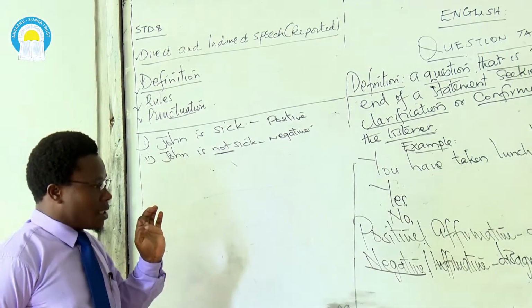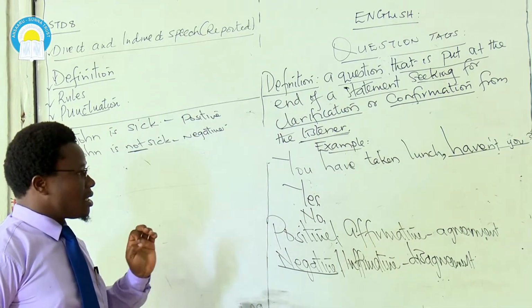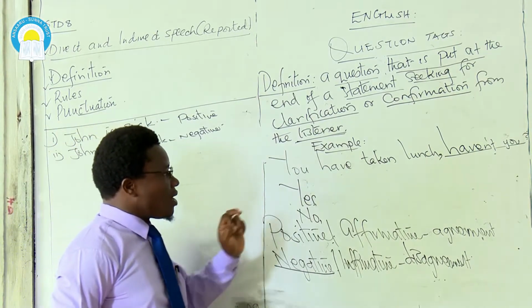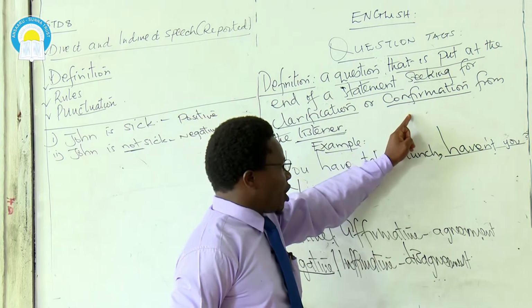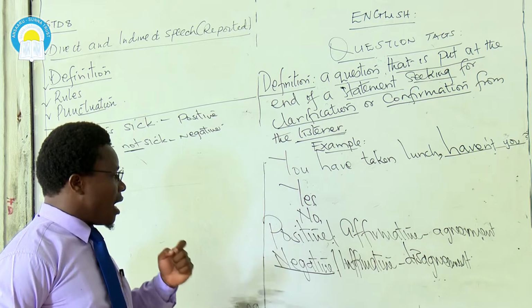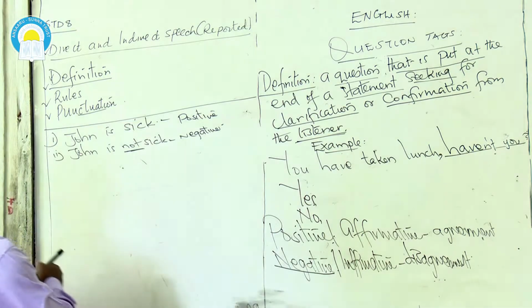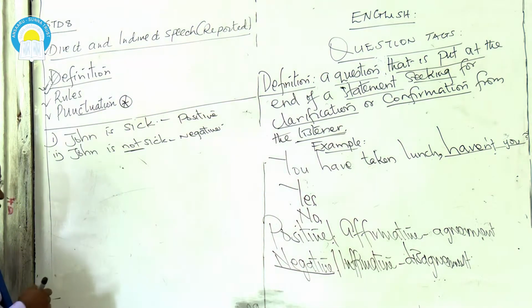So our center of interest is question tags, which we have clarified are questions normally put at the end of a statement, seeking clarification or confirmation from the listener. And the expected answer is always either yes or no. That's the first item we have looked at. Now, for a question tag to qualify, in this case on punctuation, please note the following.